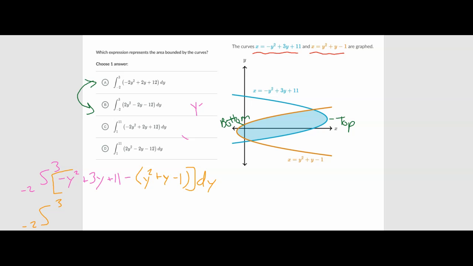We just need to make sure or figure out which answer is correct. If I do -y squared minus y squared, that's going to give me -2y squared. We can probably just stop right there and know that it's going to be A, but let's keep going. 3y minus y gives me positive 2y. 11 minus -1 gives me positive 12. There we go. That does indeed match choice A. Do not have to evaluate this integral here.